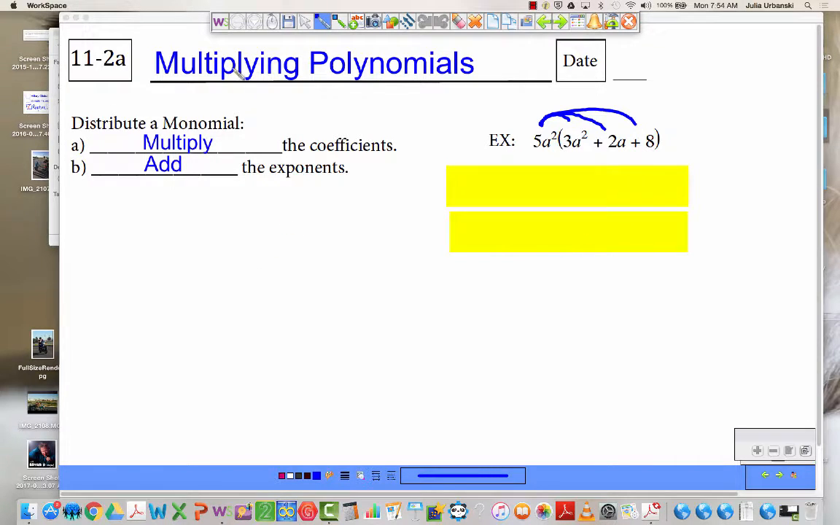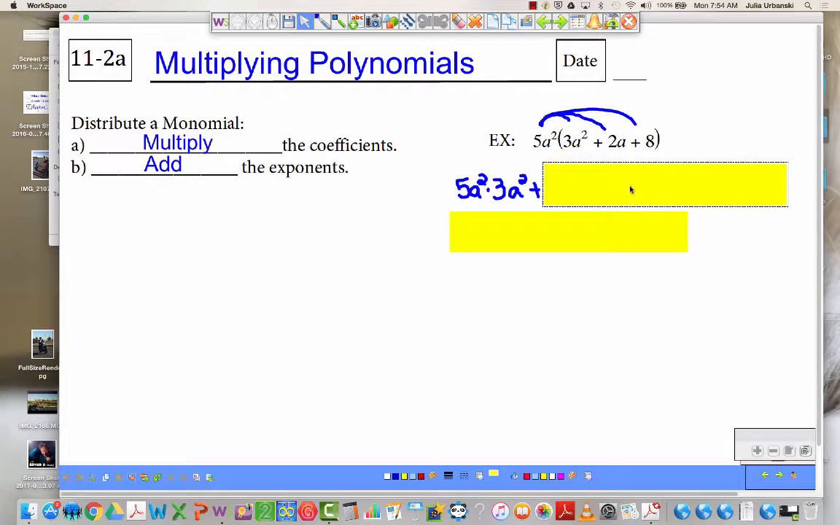But then you add the exponents as you're going. You're basically just distributing. So what you're going to do is 5a squared times 3a squared. Okay, write this out for this example. You don't have to write it out every time. I know there's times when you're going to do it in your head. But for this example, write it down. You're taking 5a squared times 3a squared. And then what are you multiplying next? Times 2a. So then you're doing this one. And then lastly, you have to do 5a squared times 8.